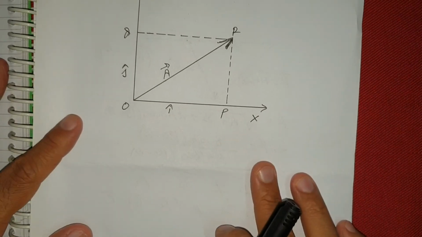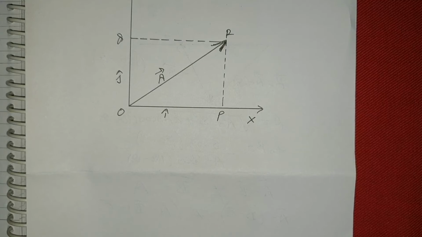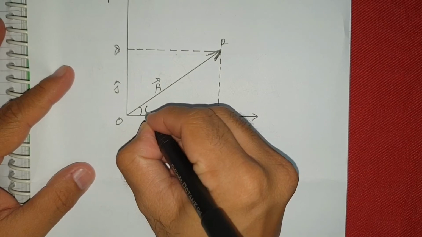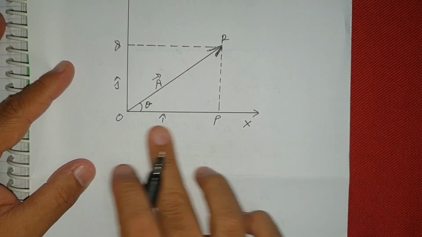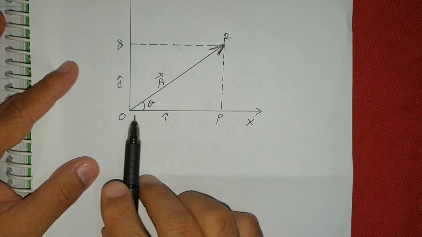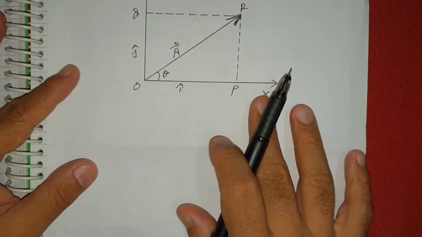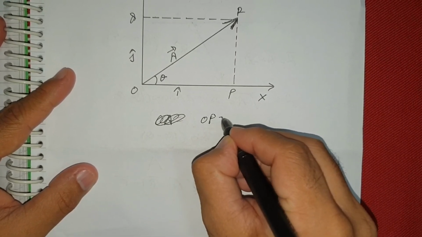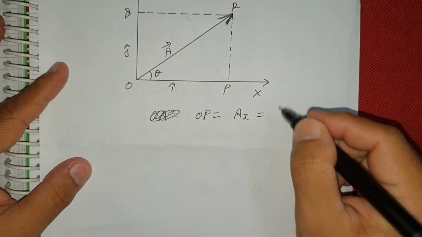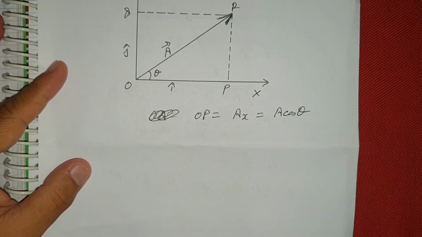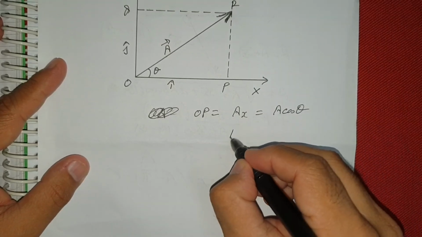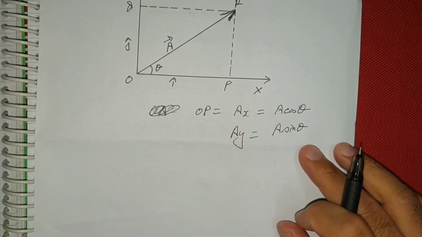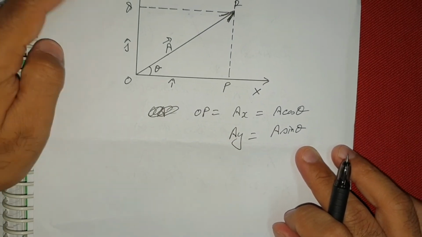Okay. Now consider a vector A. Generally we take its two rectangular components. It makes an angle theta. This is the coordinate axis: this is the x-axis, this is y, and the vector makes an angle theta. Now OP is the horizontal component, so OP is basically Ax, which is equal to A cos theta. Similarly OQ is Ay, that is A sin theta. So these are the magnitudes of the rectangular components of this vector.